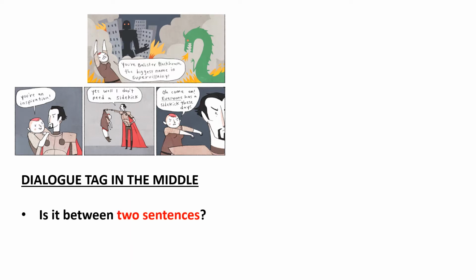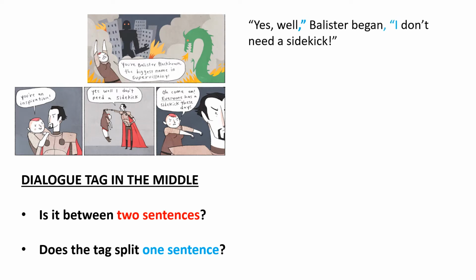So let's look at it again. Remember, the rules depend on whether the dialogue tag splits two sentences said by the same speaker or whether it splits in the middle of one sentence. So if we continue on in the panel, Ballister says, "Yes, well," Ballister began, "I don't need a sidekick." In the panel right here, it's all one sentence. And so I'm going to put a comma right there after "well" and a comma after the dialogue tag. I do start the quote with a capital letter only because the pronoun I is always capitalized. This would be lowercase if it weren't required to be capitalized just because it happens to be the word I.